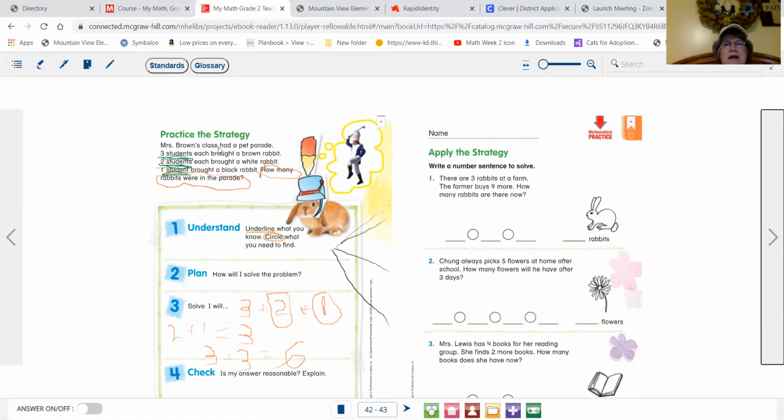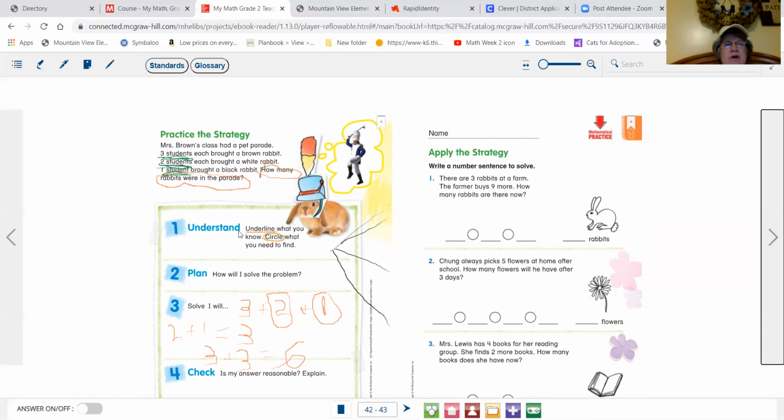Mrs. Brown's class had a pet parade. 3 students each brought a brown rabbit. Notice I underlined 3. 2 students each brought a white rabbit. I have to underline those 2, right? 1 student brought a black rabbit. Okay, so that's what we know. We know how many students brought rabbits. Now we're going to circle what we need to know. How many rabbits were in the parade?